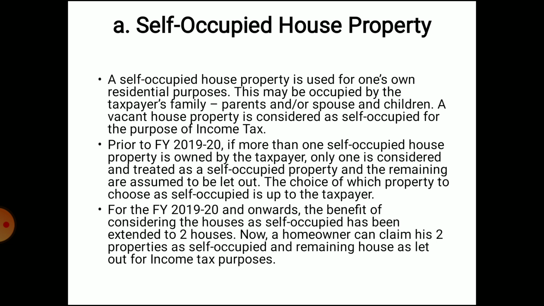Now, for the assessment year 2020 onwards, the benefit of considering houses as self-occupied has been extended to two houses. Now you can make two houses as SOP, self-occupied property. A homeowner can claim two properties as self-occupied and the remaining houses as let-out property. If he has five houses, earlier one house was treated as SOP and all the remaining houses were treated as LOP, let-out property. But now, after 2020, two houses of the person will be treated as self-occupied property, and the remaining houses, whatever he has, will be treated as let-out property.